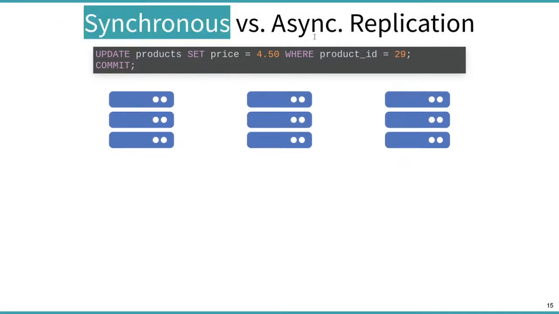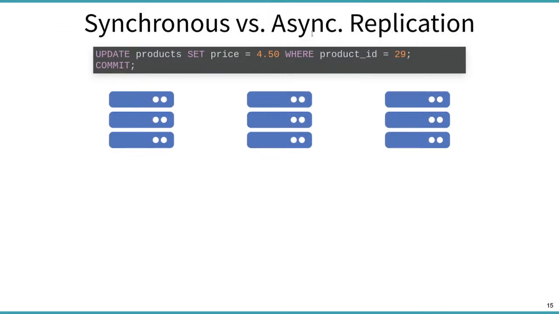And there's synchronous and asynchronous replication. Synchronous replication means the replication process, so replicating the data across the cluster, is part of the transaction itself. So I say update products, the product new price is 450, and then I say commit. The question is, when do I get the acknowledgement of this commit?